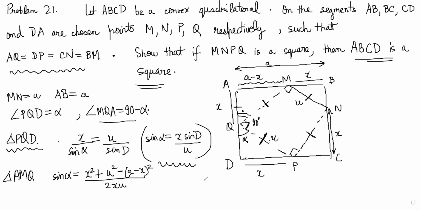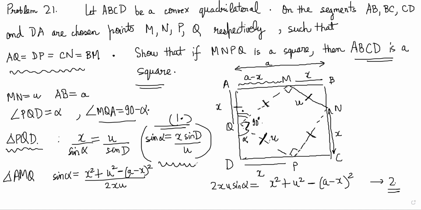So we get 2xu sine alpha is equal to x square plus u square minus A minus x whole square. This is the second result. This is the first result. We have applied cosine rule in triangle AMQ.